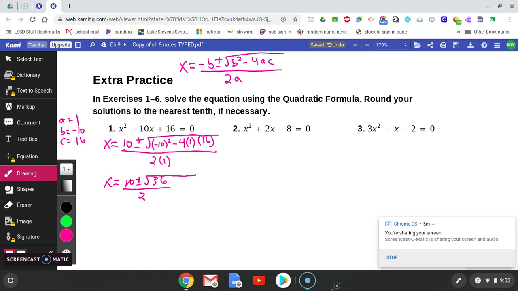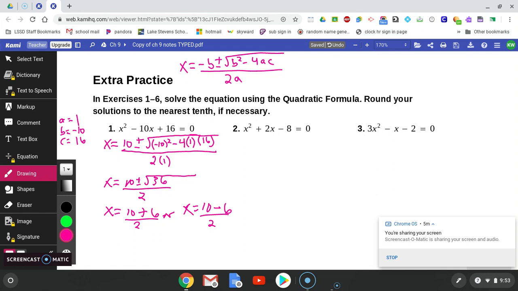So now here's why we have that plus minus sign. If you're wondering, what the heck am I supposed to do with that? So I can write that x is equal to 10 plus, what's the square root of 36? Well, that's 6, divided by 2. Or I can say that x is equal to 10 minus the square root of 36, which is 6, divided by 2. And why does it have a plus minus sign?